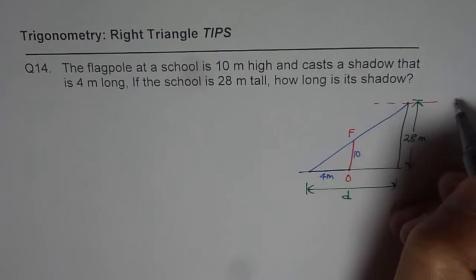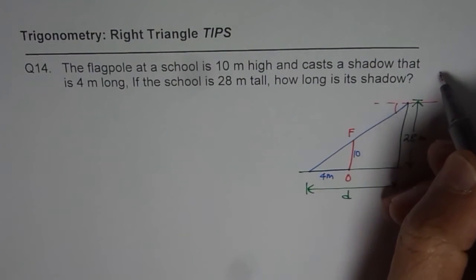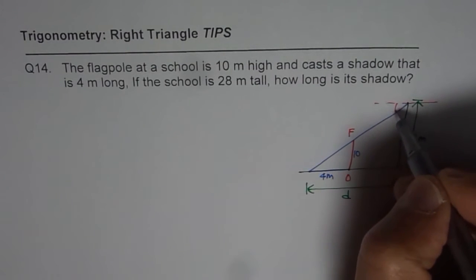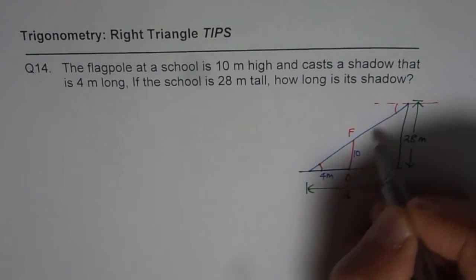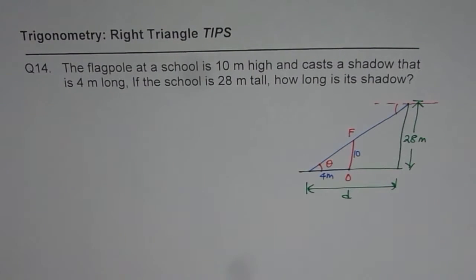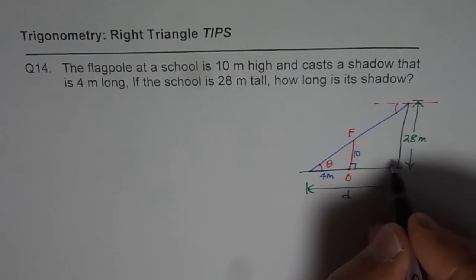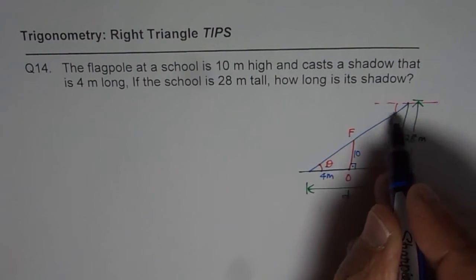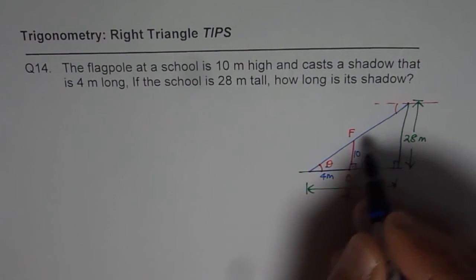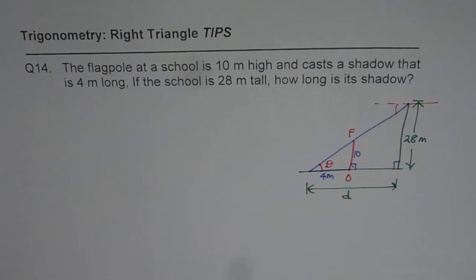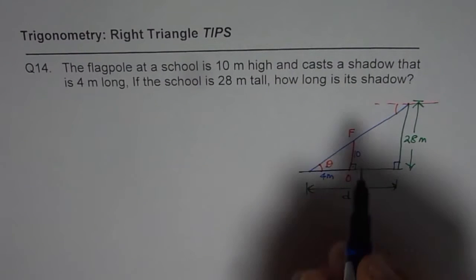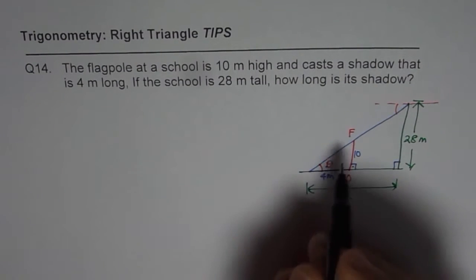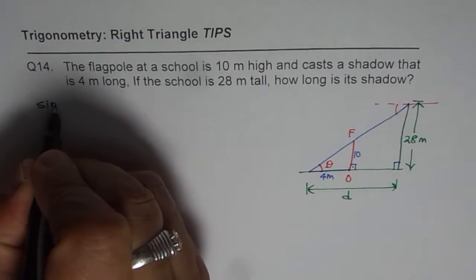Well, whenever the shadow is being cast, the sun is at a particular position, so the angle of depression is going to be the same. Let's call this angle theta for both the situations. Since they are all perpendicular to the ground, we have AA, and therefore the big triangle is similar to the small triangle. So we can solve this question using similar triangles.